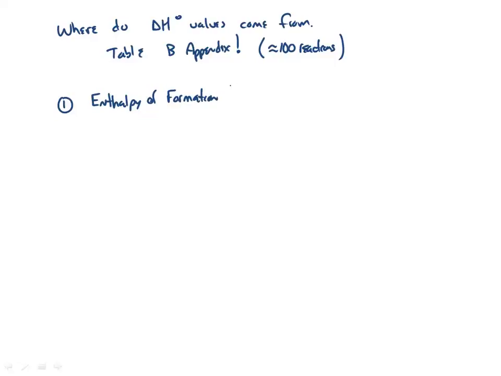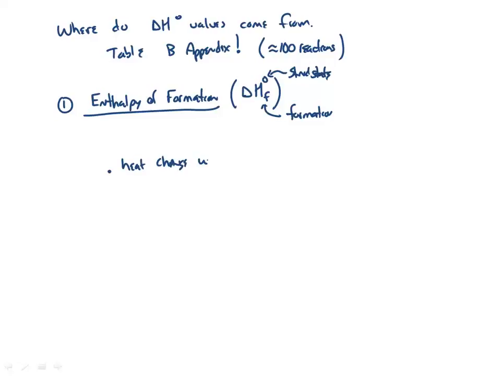Or when we write it, of course, you're going to use the abbreviation delta H naught F. And remember that the superscript naught means standard state. And now when we add the subscript F, that's just talking about formation. And what it really means is that it's the heat change when 1 mole of a compound is formed from its elements at a pressure of 1 atmosphere.